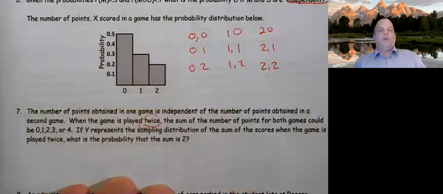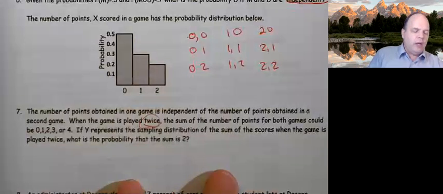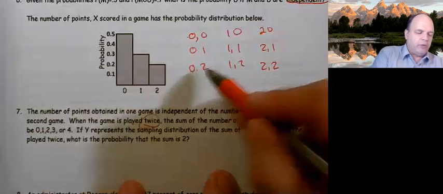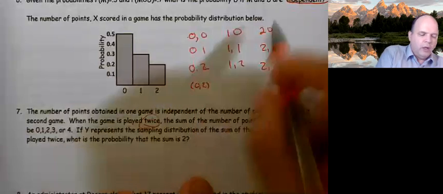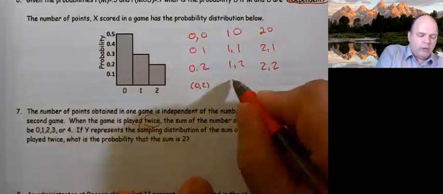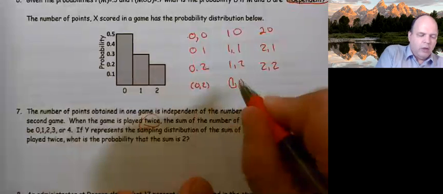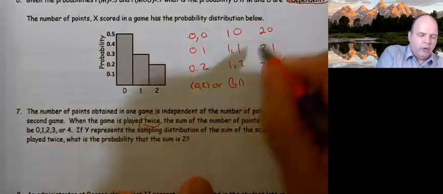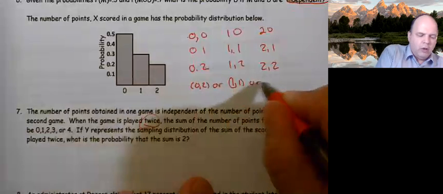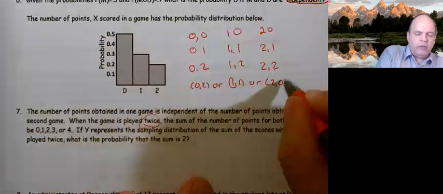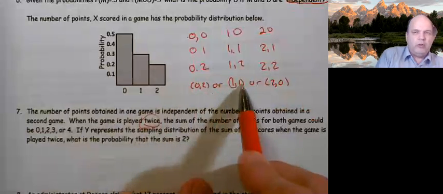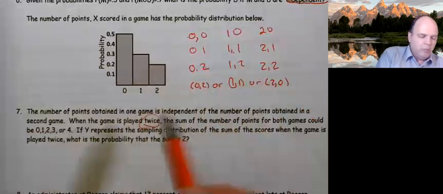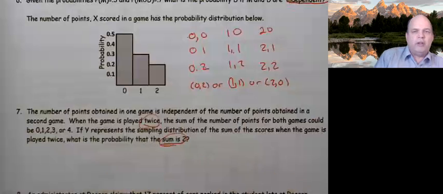All right, so we're looking for where the sum is 2. Well, 0 plus 2 does it, so 0, comma, 2. 1 and a 1 does it. Or I could get a 2, comma, 0. All of those: 0 plus 2 is 2, 1 plus 1 is 2, 2 plus 0 is 2. That takes care of my sum is 2 right there.